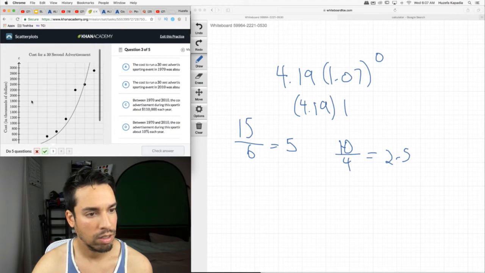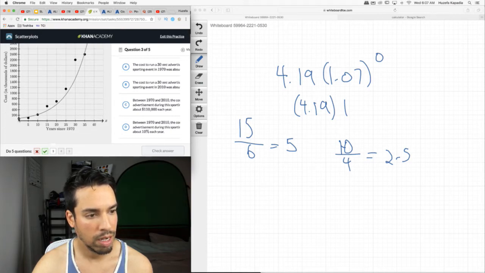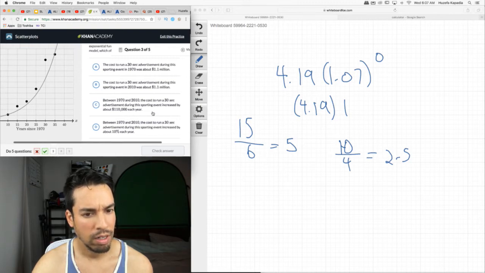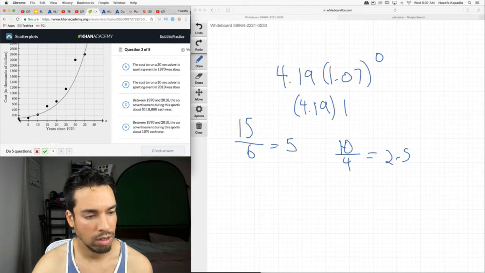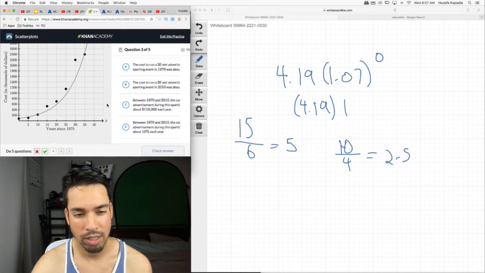So let's see. At 0, it's about 1.1. That doesn't look right. It looks more like, in 1970, we're talking maybe 100,000 or maybe 70,000, right? This is 200,000, 400,000, so that doesn't look right.